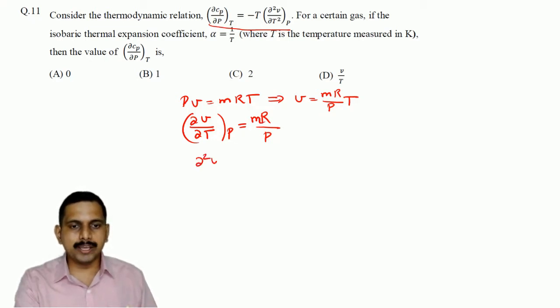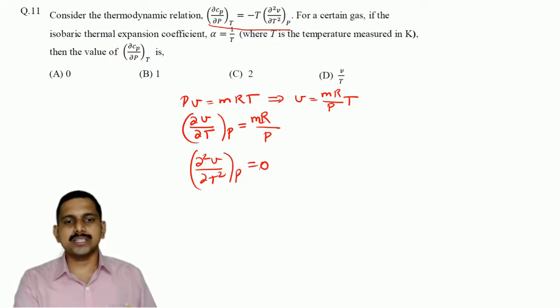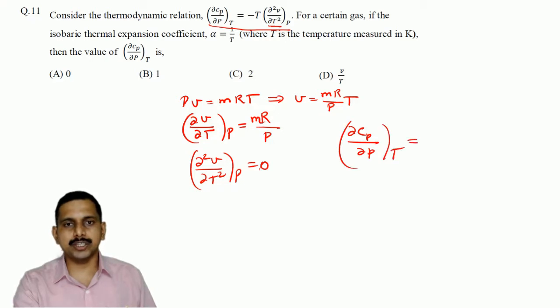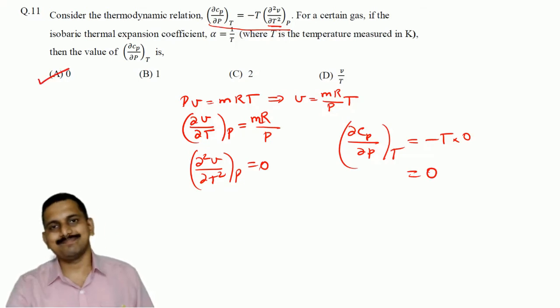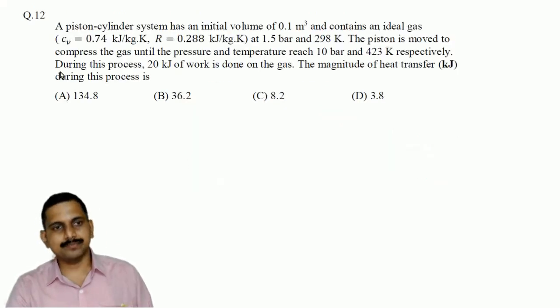Now ∂²V/∂T² at constant pressure is equal to 0. Since ∂²V/∂T² is equal to 0, my ∂Cp/∂P at constant temperature is equal to −T into ∂²V/∂T² at constant pressure, which is equal to 0. That is why the answer is 0. The answer is A. Next question.